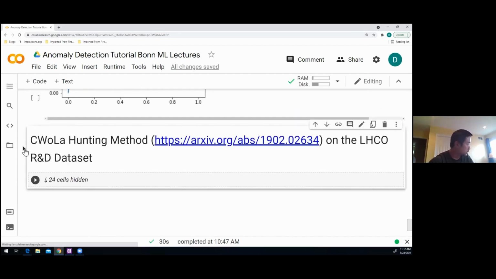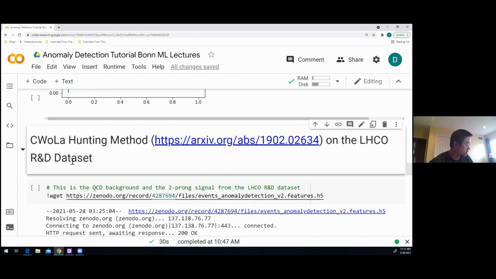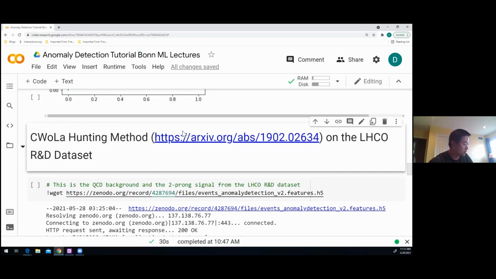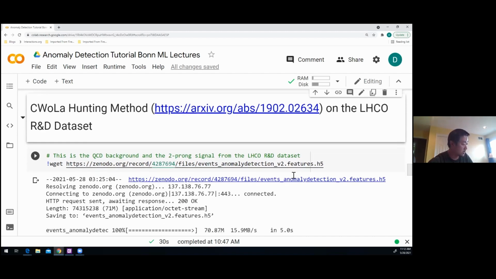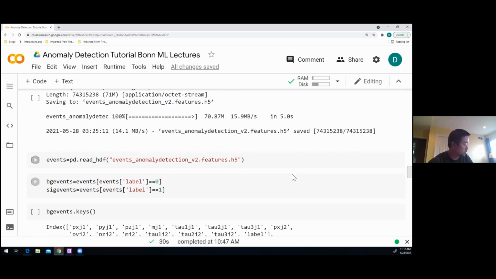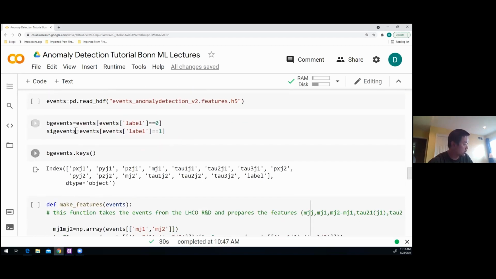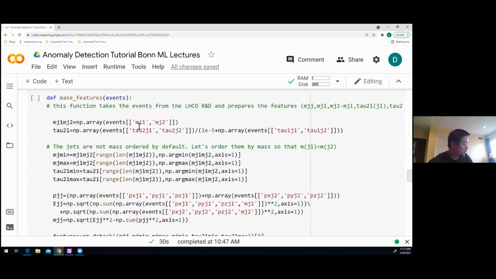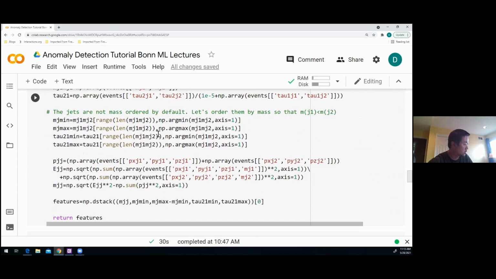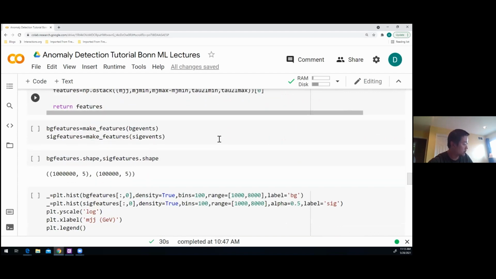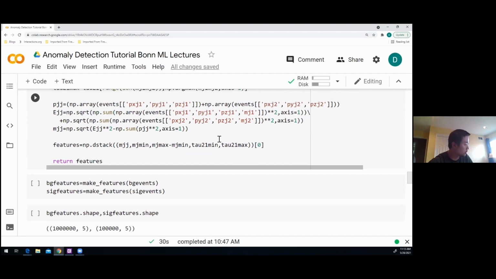Okay, so here's my implementation of the koala hunting method. Here's the reference to the original paper by Jack and Kyle and Ben. Here's where you can download the R&D data set features, okay? For background and signal, there's a little bit of post-processing of these features. We provided people these features with the 3 momenta and the jet masses and then subjettiness. And so there's some post-processing you would want to do.